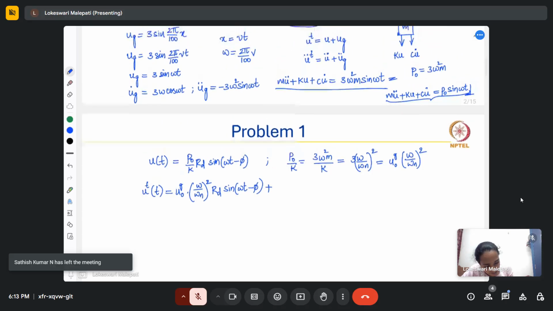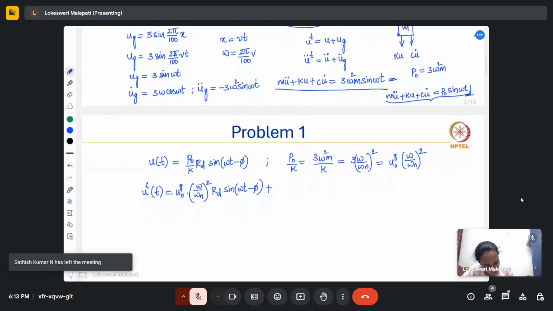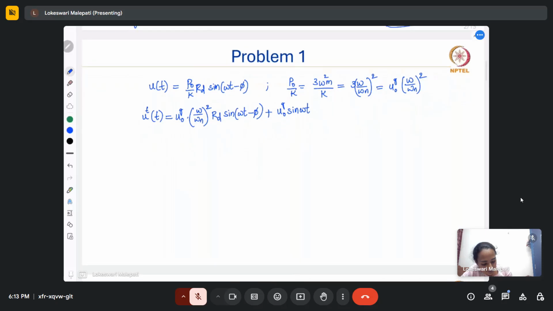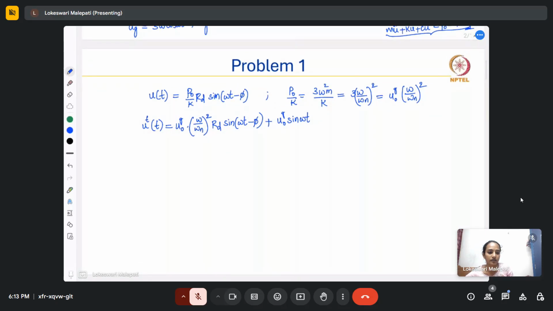So now we have ug naught, which is just 3. I'm just substituting with ug naught sine omega t. So now we have the total displacement as two sine terms. They are of the same frequency, but there is a phase lag between them, and the amplitudes are also different. In this case, there is a trigonometric identity which we can directly use to find the amplitude of this ut of t.